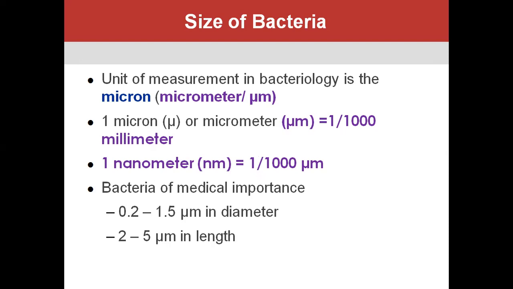Generally, bacteria and fungi can be observed under compound microscopes, as they are measured in micron or micrometer. Whereas viruses, as they are smaller than bacteria, are not visualized under a compound microscope, so we need electron microscopy. Bacteria of medical importance, like E. coli or staphylococci, have a general size of 0.2 to 1.5 micrometer in diameter and 2 to 5 micrometer in length.